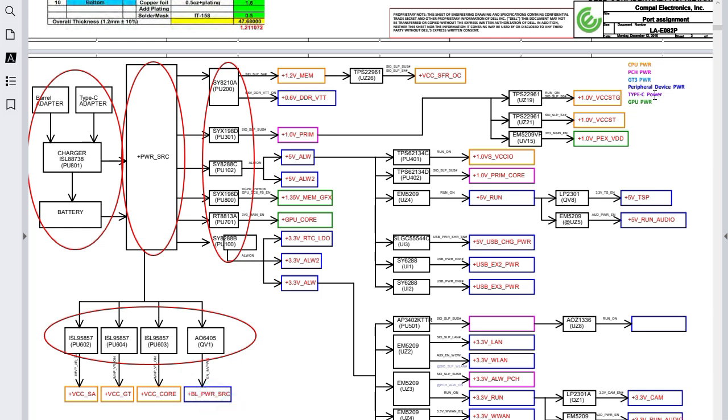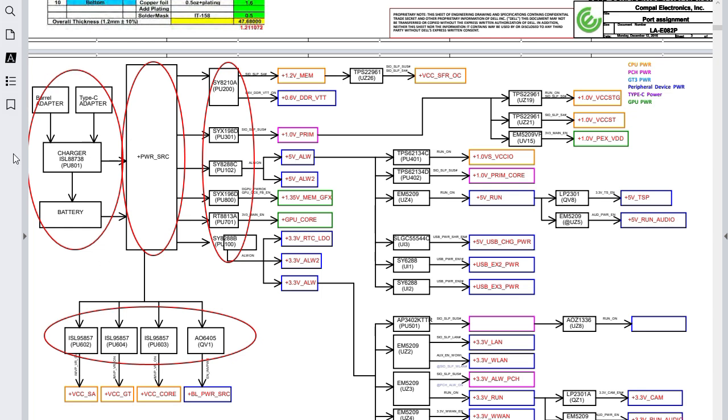This color also is Type-C power for connectors, and for GPU power, the green one, for example, this one, the GPU, graphics processing unit. Okay, so let's go back to the section.